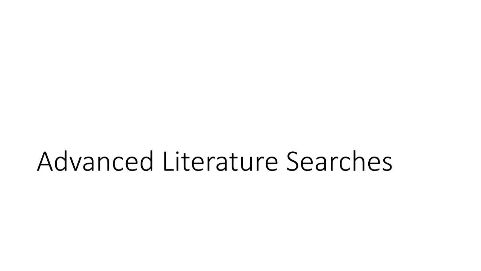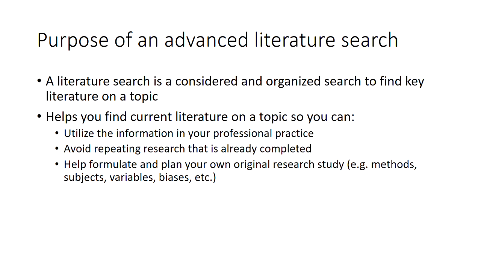So now we're going to talk about an advanced literature search and how to do one for your continuing education project. All right, so the purpose of an advanced literature search. First of all, an advanced literature search is a considered and organized search designed to find key literature on a topic. So it helps you find the current literature on a topic, so you can utilize the information in your professional practice. You can avoid repeating research that's already completed, and it can help you formulate and plan your own original research study.